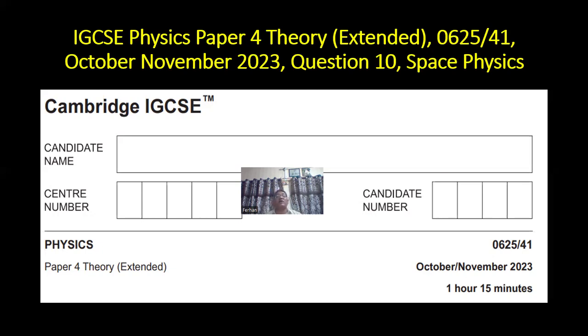This paper 4 belongs to zone 1. We have selected its question number 10, and that question is related to space physics. We are collecting the questions about space physics for our O level students. So let's start today's question.